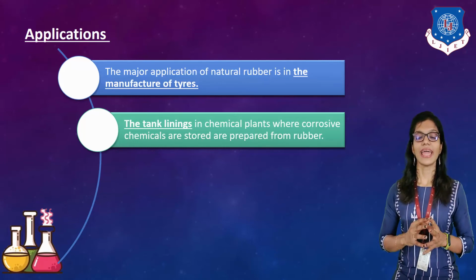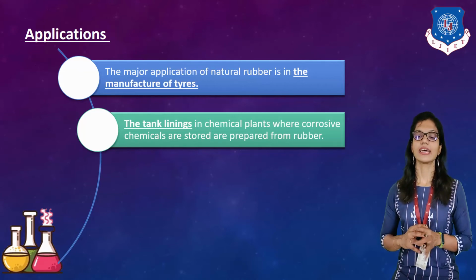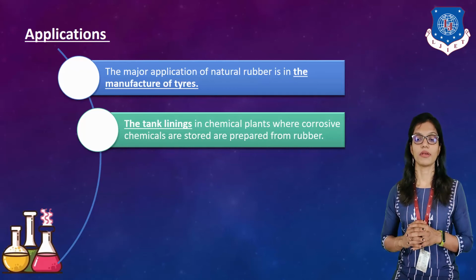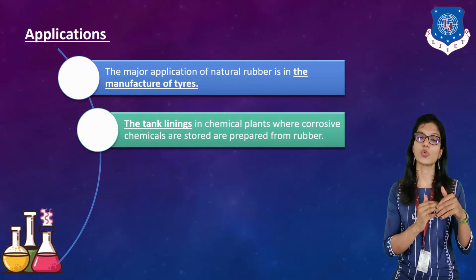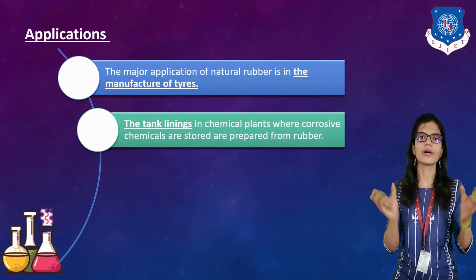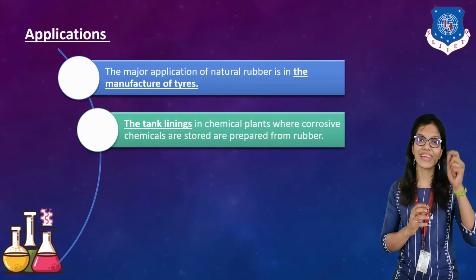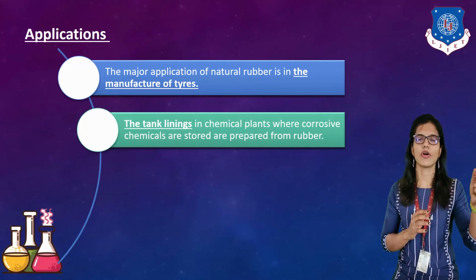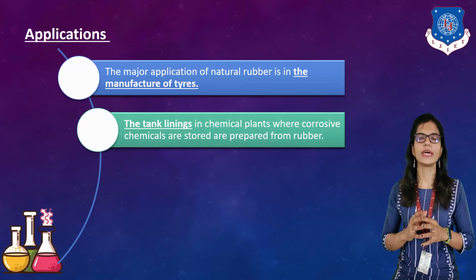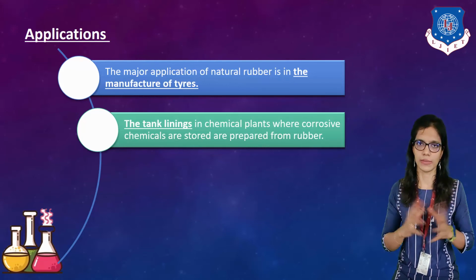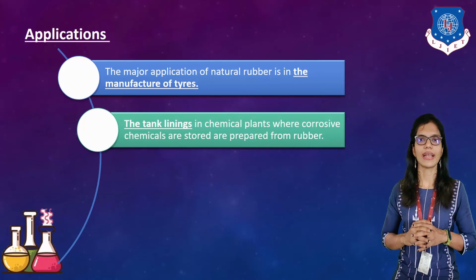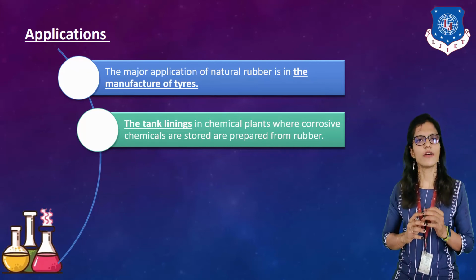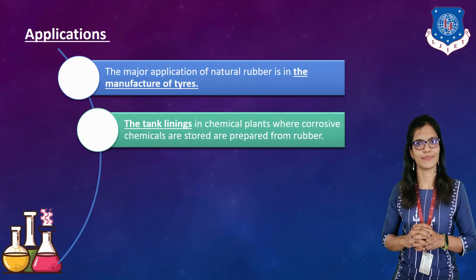Second is tank linings. The tank linings in chemical plants where corrosive chemicals are stored are prepared from rubber. What will happen is that in the storage tanks, the corrosive chemicals corrode the linings, cracks occur, and the chemicals leak, and because of it an explosion or accident can be possible. So we need to understand that rubber tank linings can prevent such a situation.